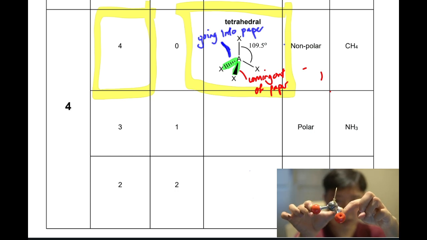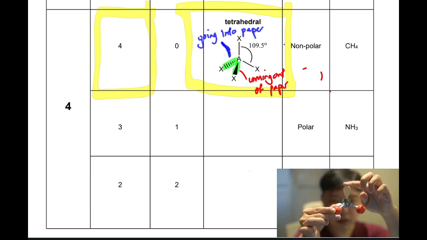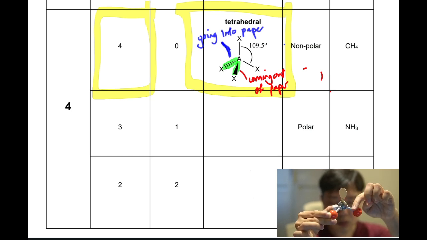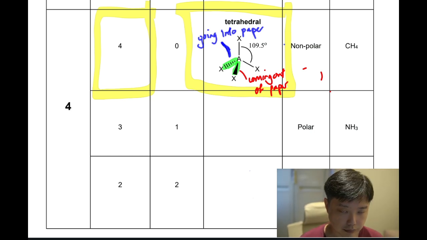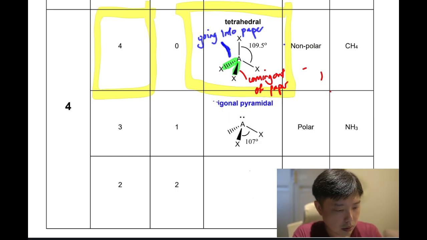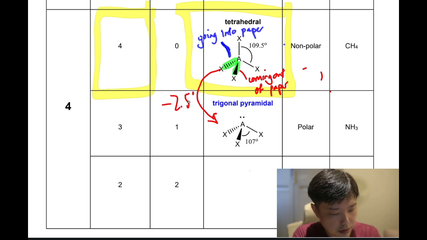The bond angles here are slightly compressed because of the lone pair on top. So remember, lone pair-bond pair repulsion is greater than bond pair repulsion at the bottom. So this shape will compress from 109.5. You will minus 2.5 degrees. Remember this, minus 2.5, so the bond angle will be 107. So this shape is trigonal pyramidal.